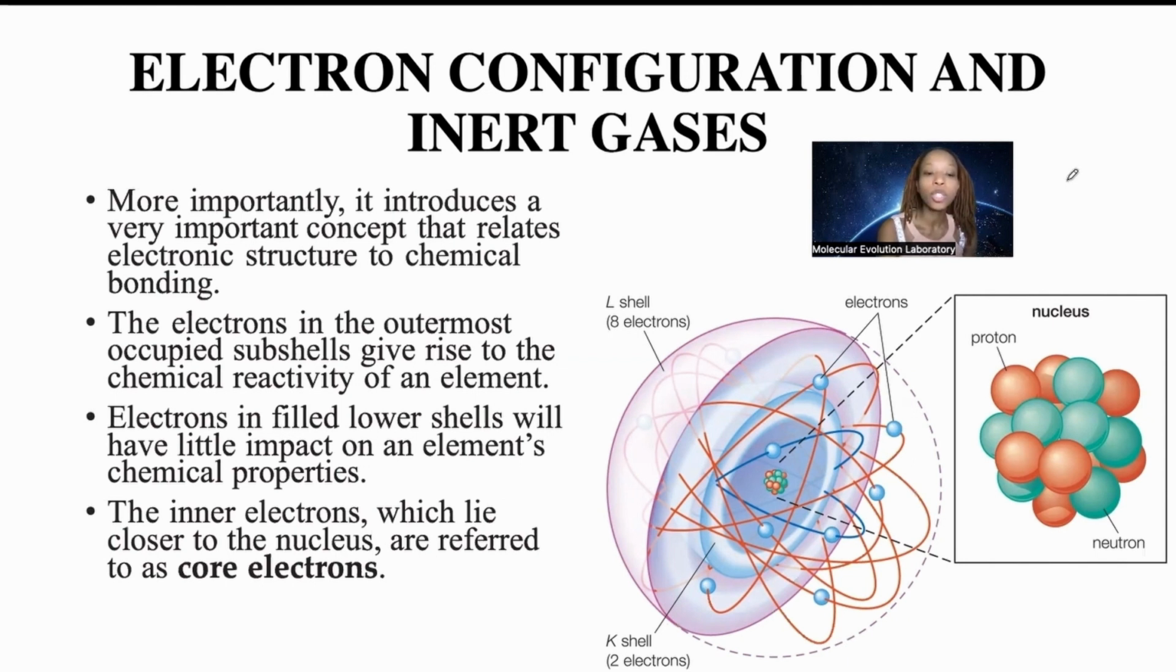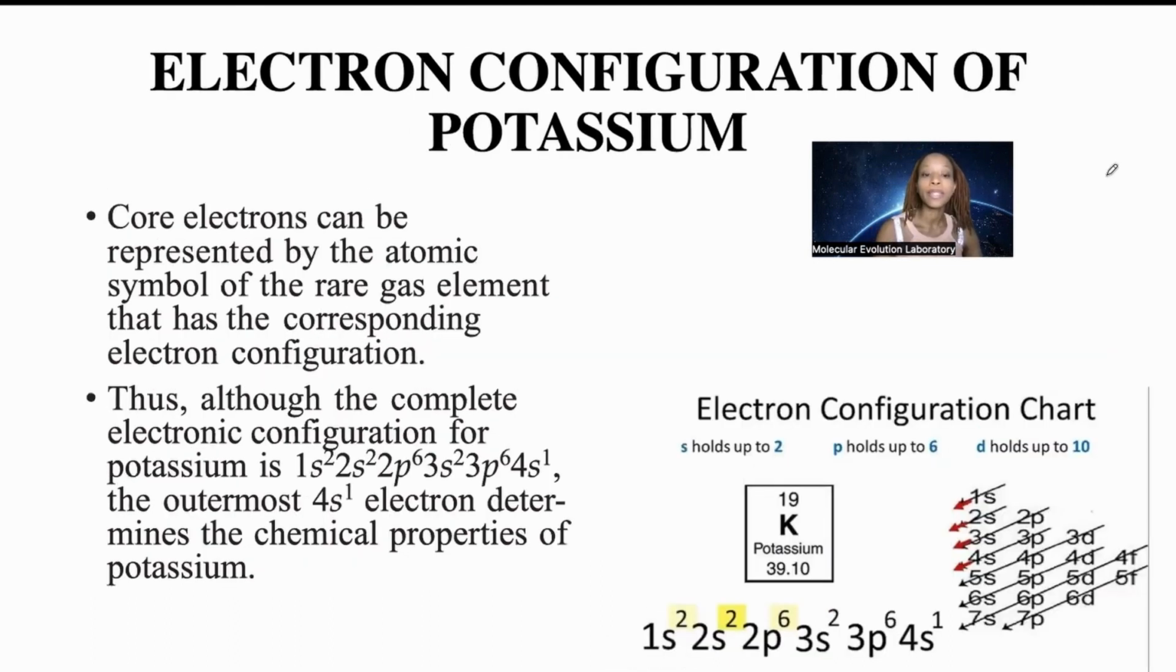The electrons in the outermost occupied shell give rise to the chemical reactivity of an element. Electrons in filled lower shells will have little impact on an element's chemical properties. So basically, if the lower shells are filled, it's really not so significant because the chemical properties of the atom are dependent on the valence electrons, or the electrons on the outermost shell. The inner core, which lies close to the nucleus, are called core electrons that are not necessarily significant for chemical reactions. Core electrons can be represented by the atomic symbol of a rare gas element that has the corresponding electron configuration.